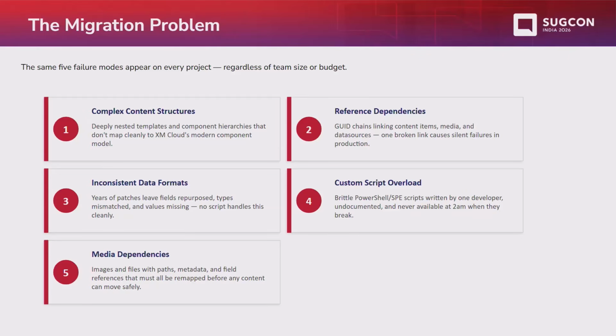All these five failure modes have one thing in common: they need repetitive tasks to be done, and this is the place where AI is good. So we'll see how you can automate all the repetitive tasks.